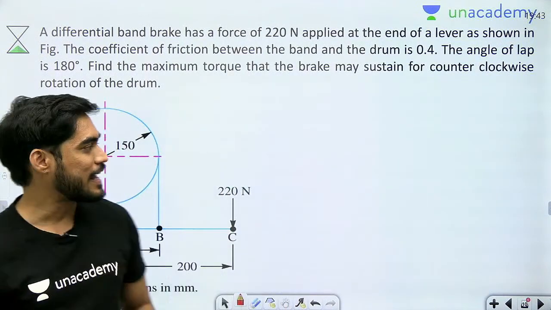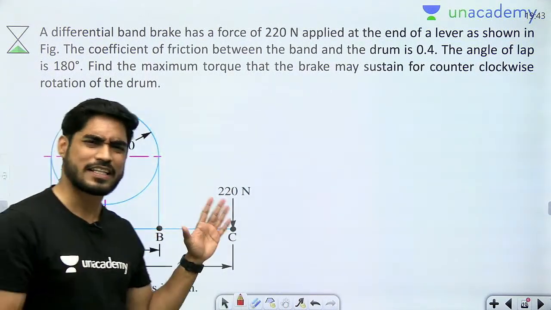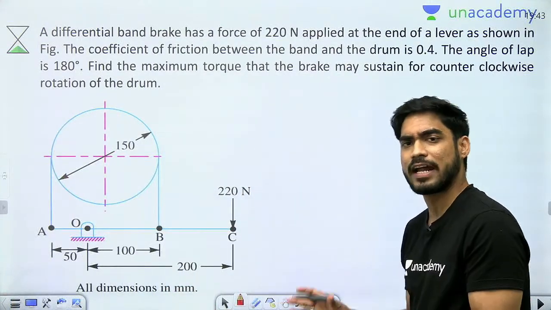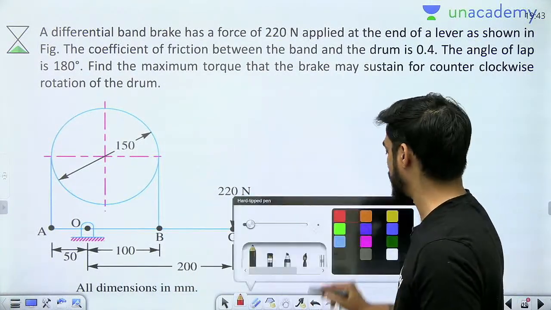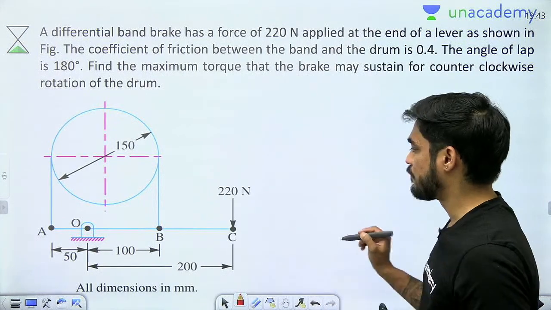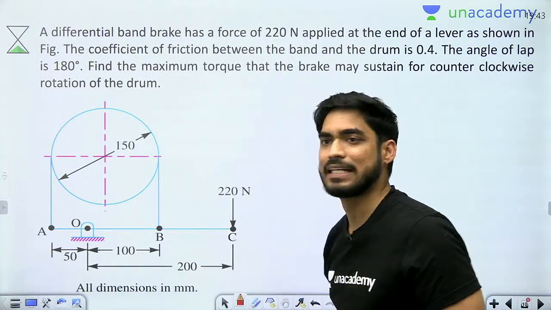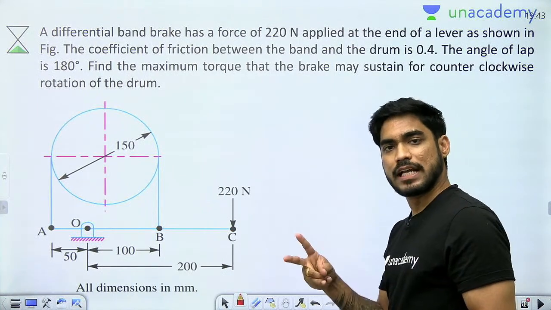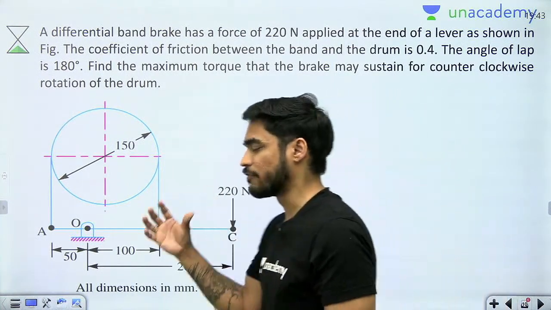Okay. Now, let's calculate the breaking torque. We solved this type of problem yesterday, but this was an assignment problem. I want to give you the entire solution. First of all, we need to find T1 and T2. We have two equations to find T1 and T2.